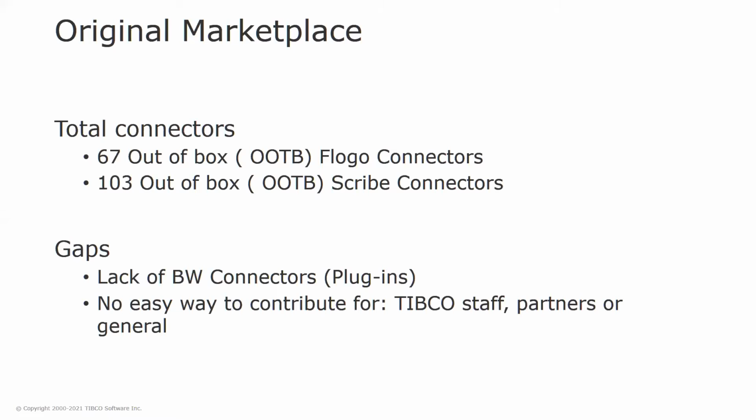So the original marketplace, when we launched, when we brought TCI together with TIBCO Connect, Develop, and Integrate, there were 67 out of the box Flogo connectors and 103 out of the box Scribe connectors. In addition to that, there were a lot of private Scribe connectors that our partners were using and deploying within their organizations, using the parent-child organization relationship, as well as across other organizations when people had purchased those connectors.